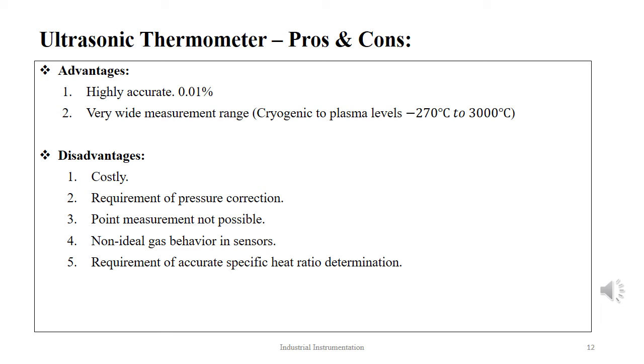The limiting factors of the ultrasonic thermometer are that it is costly, and it is highly required to have pressure correction before ensuring the measurement. The UT thermometer cannot be used for point-based measurement. The UT thermometer for gaseous mediums performs with limited response for non-ideal gas behaviors. The sensor requires very accurate specific heat ratio determination.